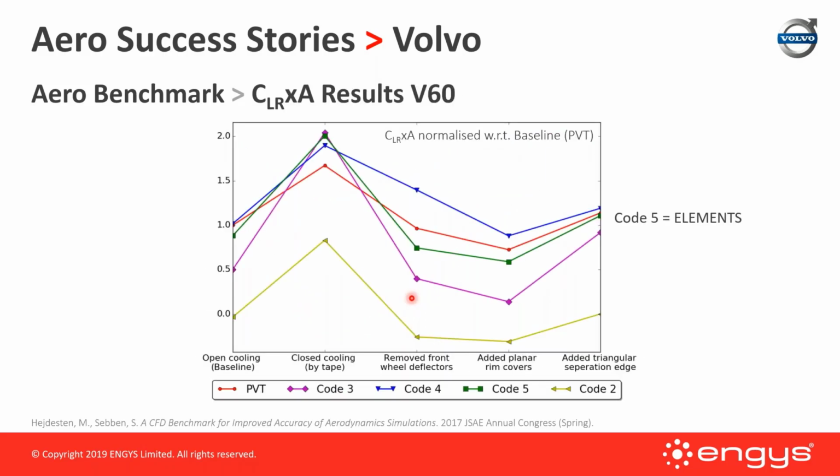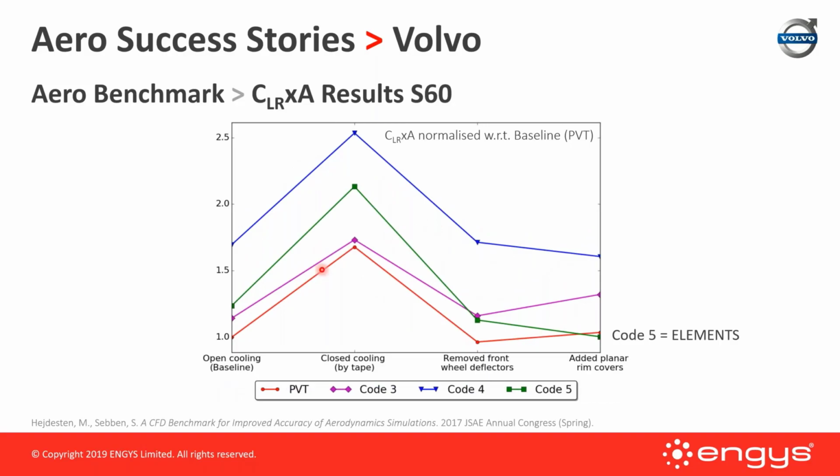Here we look at the rear lift for the V60, and again, the red line is the experimental results, and the green line is Elements. And these other codes, we've got code 3, code 4, and code 2. So code 5, again, matched the direction of the deltas. The magnitude was still very close for the rear lift for the V60. And if we look at the rear lift for the S60, we can also see, again, the trend was predicted correctly. The magnitude of this trend was a little bit off in terms of code 5, but with respect to the other codes, specifically code 4, it was a greater magnitude, and also that was a similar trend.